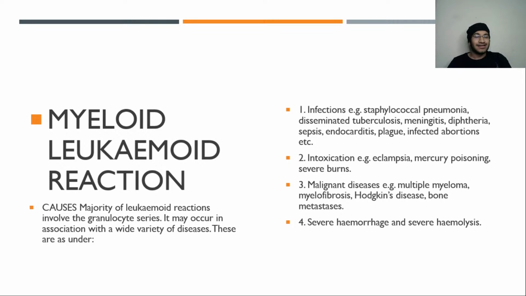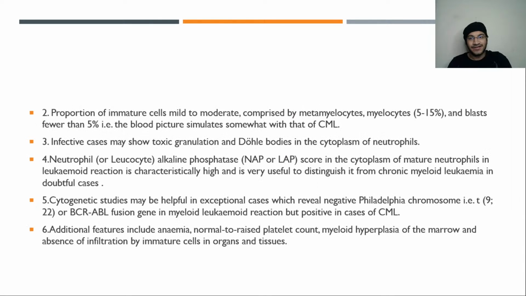Then malignant diseases: multiple myeloma, myelofibrosis, Hodgkin's disease, bone metastasis. So these are some malignant diseases that can have myeloid leukemoid reaction. Then severe hemorrhages and severe hemolysis. The proportion of immature cells is mild to moderate, comprising metamyelocytes, myelocytes, and blasts. Blasts will generally be fewer than 5%.